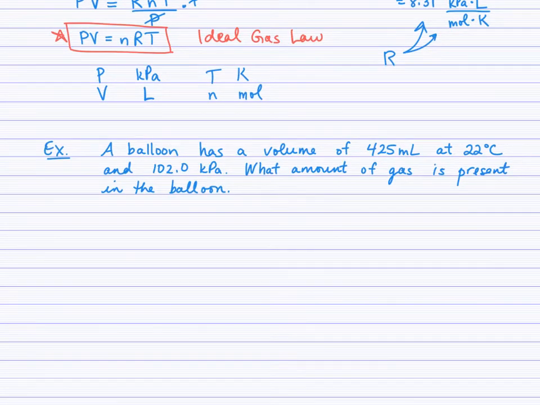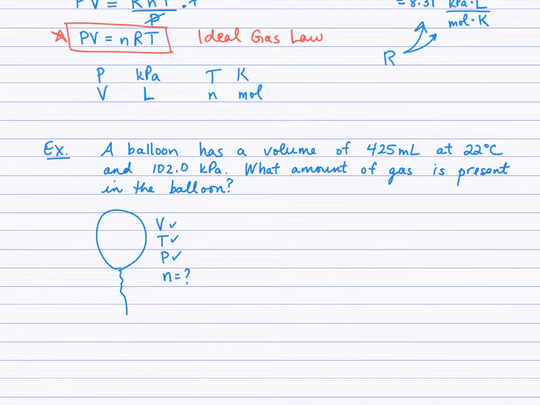Okay, so here's a sample problem. A balloon has a volume of 425 milliliters at 22 degrees Celsius and 102.0 kilopascals. What amount of gas is present in the balloon? So let's think about this. We have a balloon, may help to draw a picture, right? We know the volume, we know the temperature, and we know the pressure. So we're being asked to find the moles.